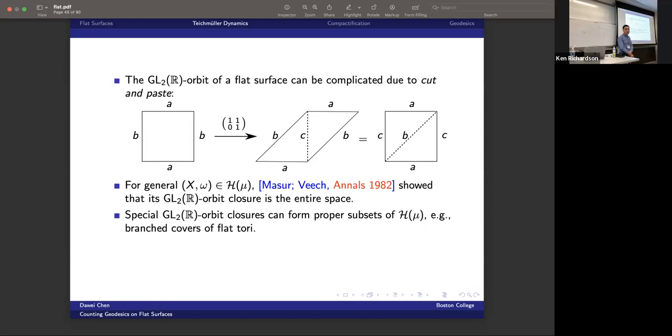There are other, more rare and mysterious orbit closures that do not come from a branched cover construction, but they still give you special loci. Their closure is smaller than the total space. The total classification of all possible orbit closures, I think, is still open. We know a lot, especially in low genus, but in general we do not. So that's an open question.